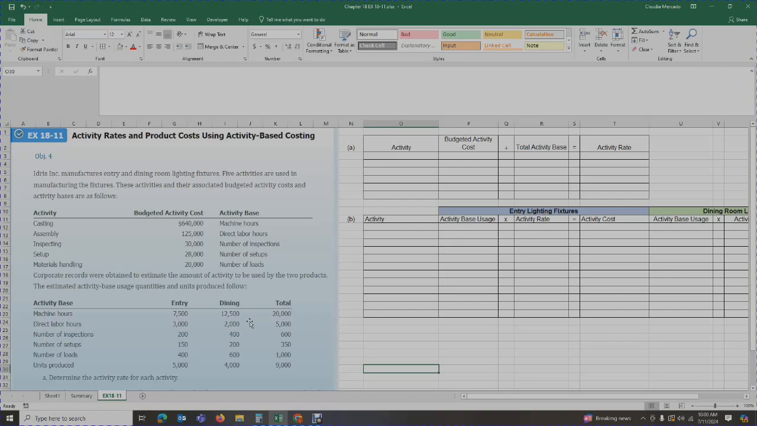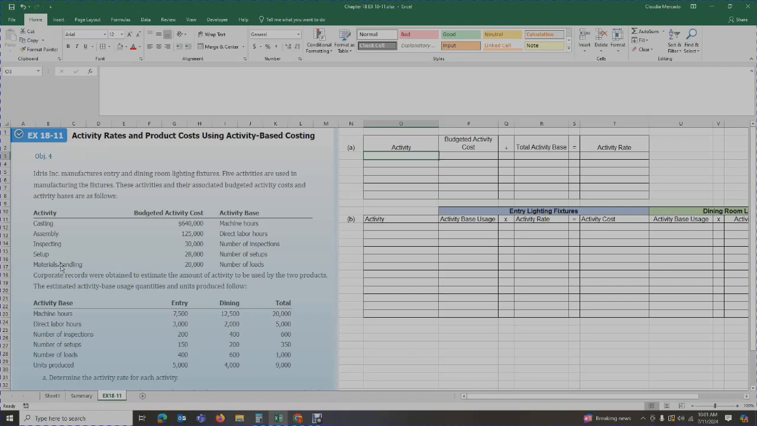Okay, if your activity rate is incorrect, then your activity costs will all be wrong. So it's very important that we get that top section correct. Let's begin with the activities. Remember, we have 5 activities that are happening in the manufacturing process for these lighting fixtures.